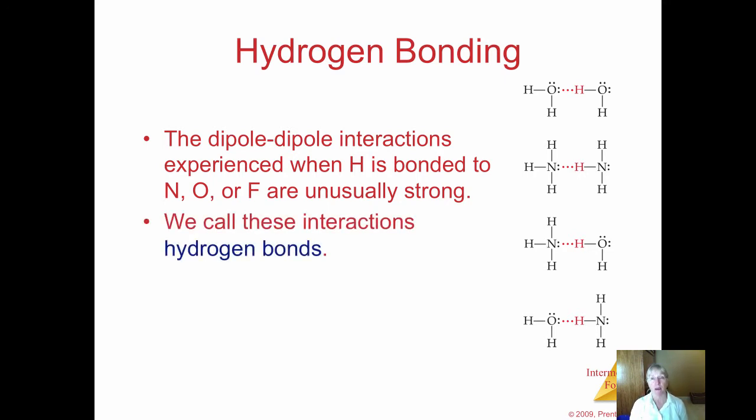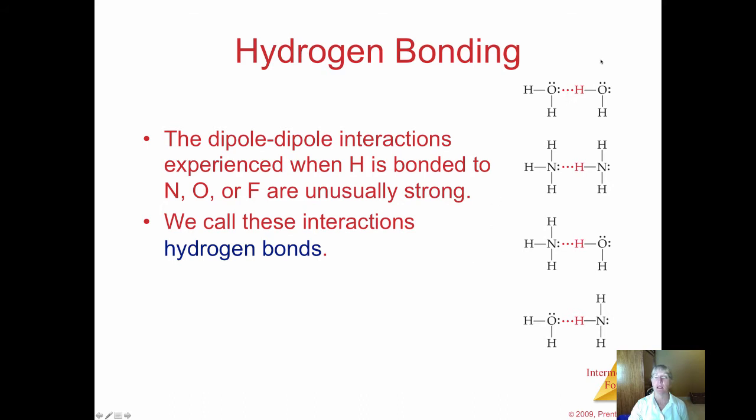Now, of course, you have to have hydrogen in the chemical compound's formula. Secondly, it can only occur when you have the element nitrogen, oxygen, and fluorine. So I call that NOF. And these are all polar molecules to begin with, so there's some dipole-dipole interactions. But this is a special kind of interaction that happens right here where the red dots are. The red dots are not electrons. The red dots are symbolizing a force.